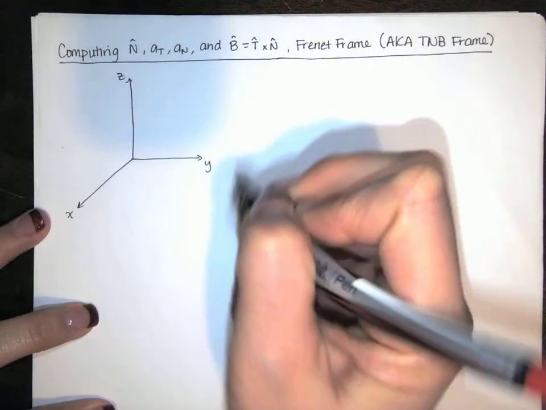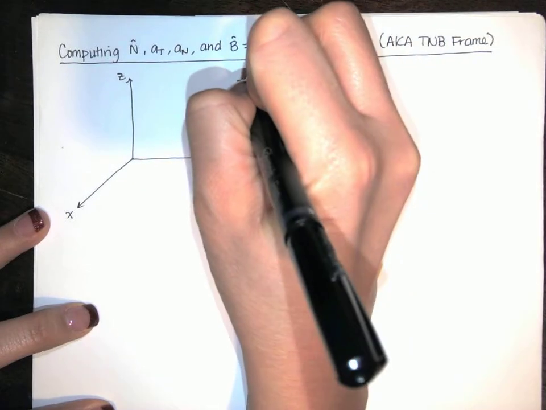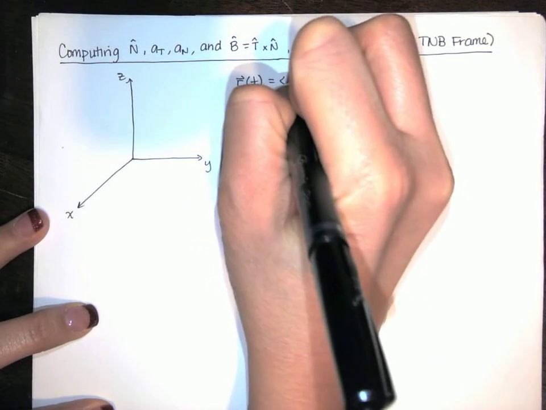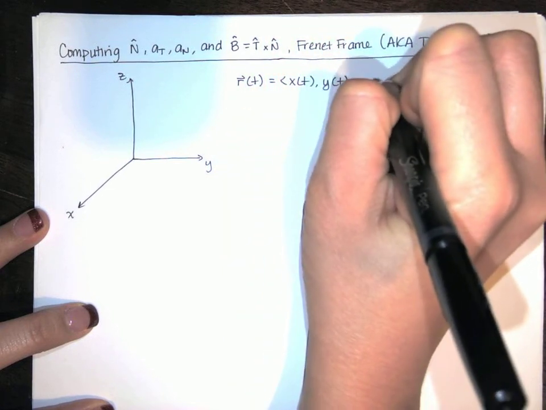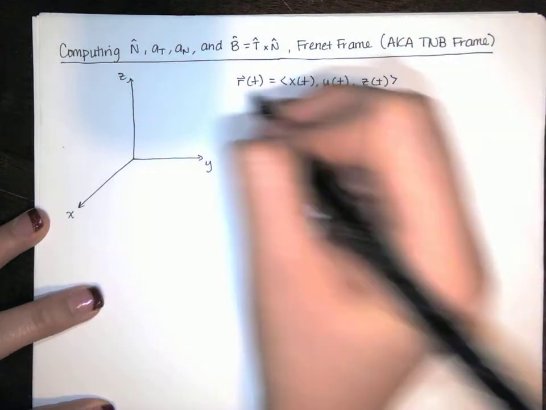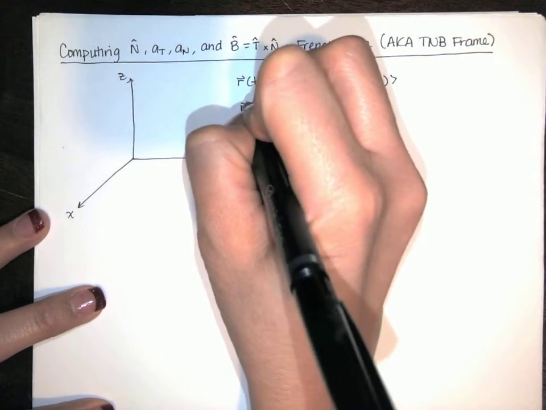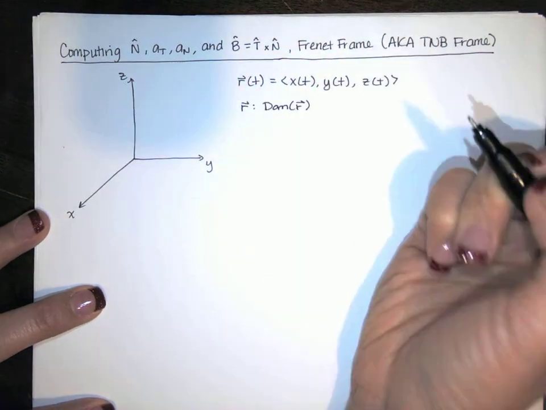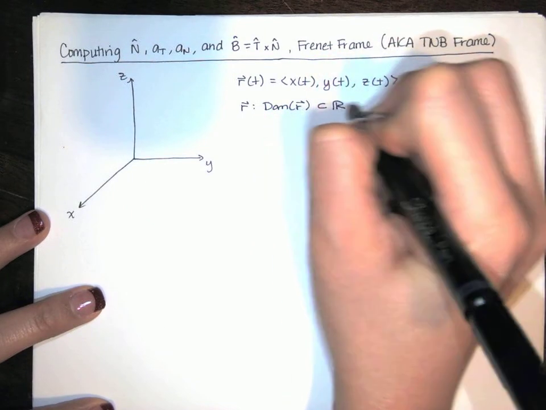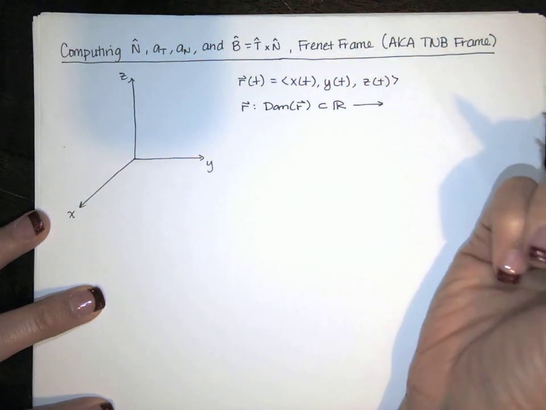Let's say we're in 3 dimensions. So r of t has 3 components: x of t, y of t, and z of t. Now remember what r of t does. R of t takes a number in its domain, which is a subset of the reals, and it maps it to a point.